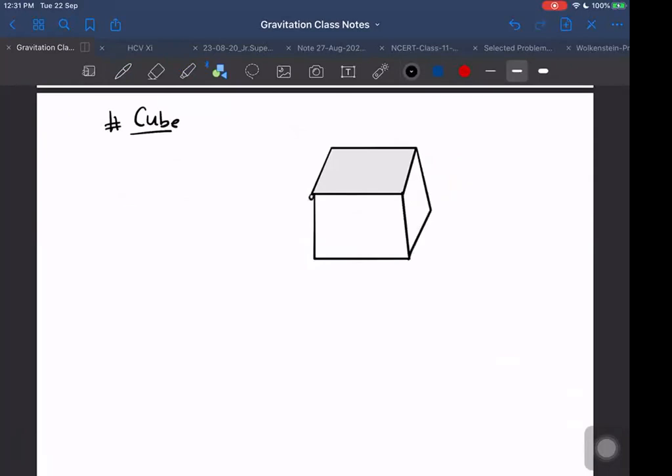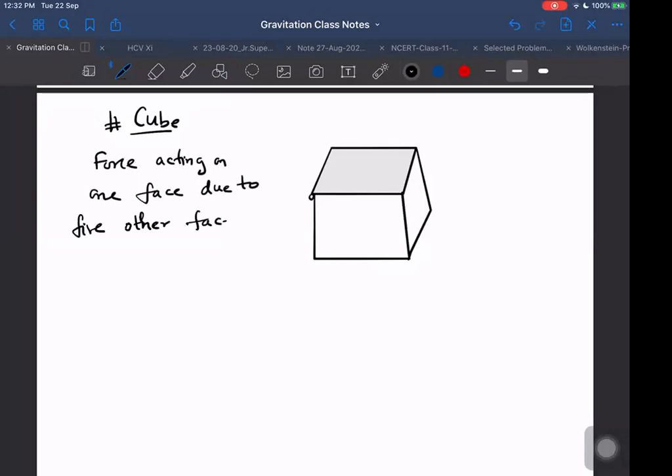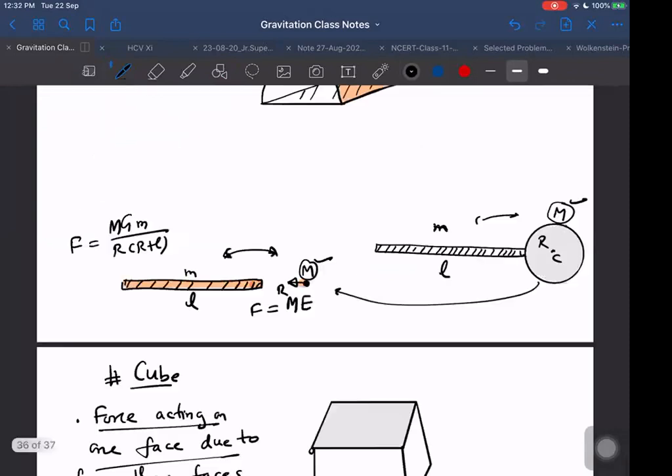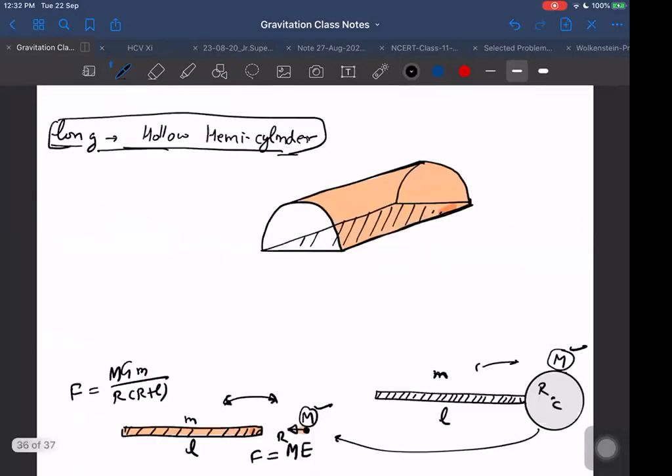What will be that force? Gravitational force acting on one face due to the other 5 faces. Okay, first you do this one.